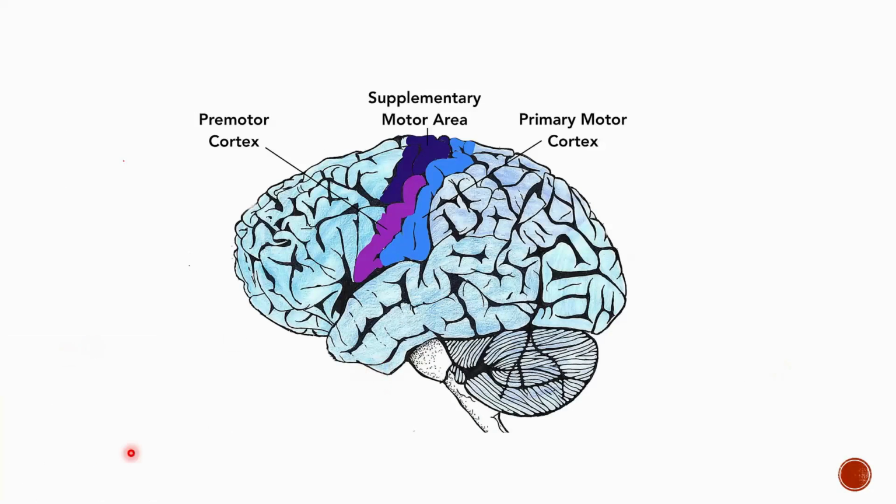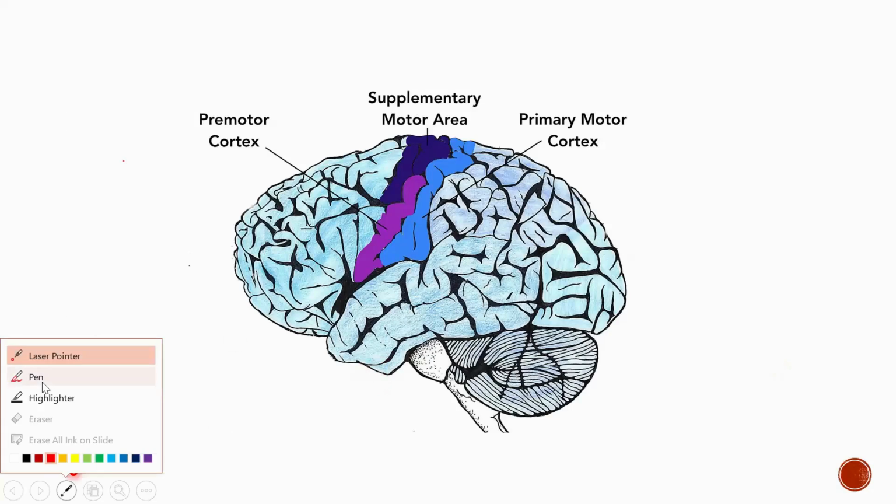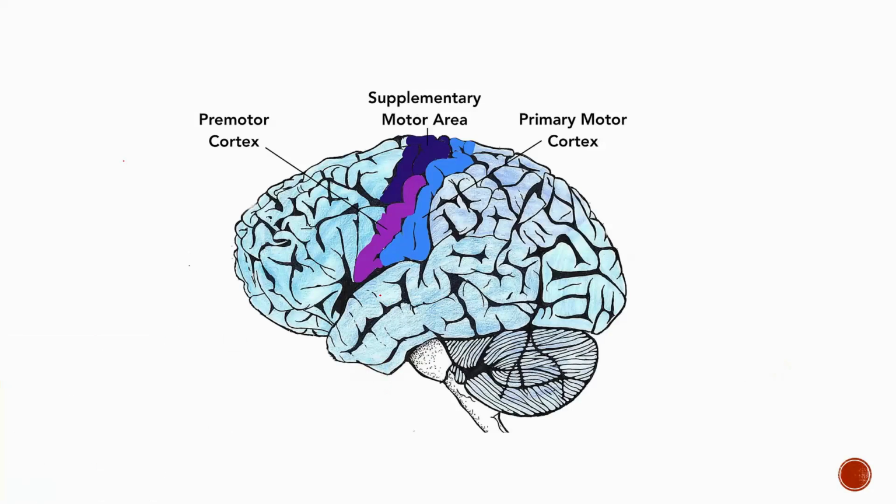Hello friends, let us identify the motor areas for the corticospinal tract. First, let us understand where this area is, where these commands are coming from. This is the central sulcus. In front of the central sulcus is the primary motor cortex area. In front of the primary motor cortex is the premotor cortex area, and this is located laterally.